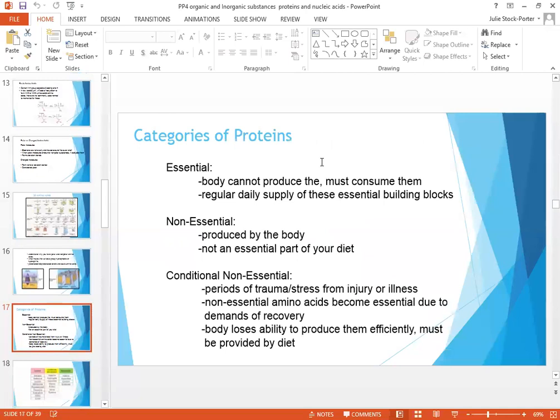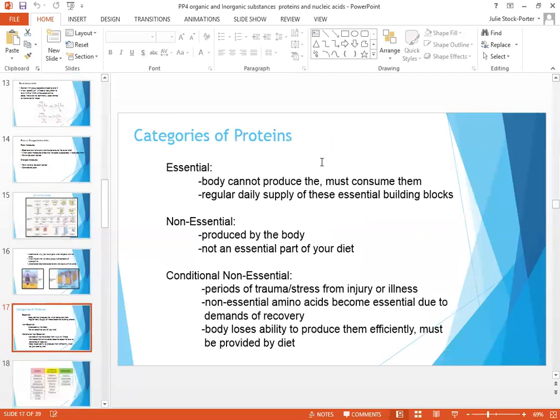Okay, there's different categories of proteins: essential, non-essential, and something called a conditional non-essential protein. The essential protein, it just means that we can't produce it. We must consume it. And a regular daily supply of these essential building blocks has to be eaten. Our liver can't process it. In other words, it's something we have to actually eat.